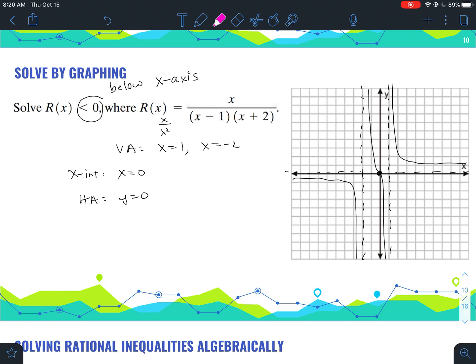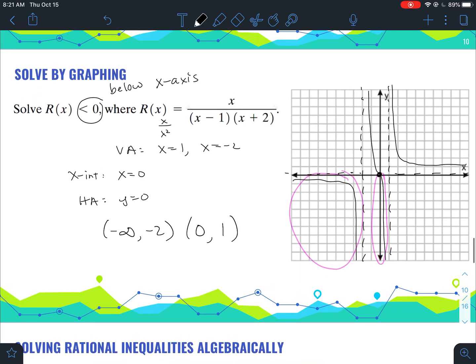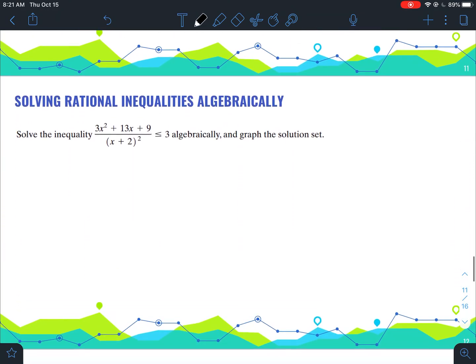And it wants to know where is that graph less than or equal to 0. Well, it's less than 0 here, and it's less than 0 here. So it's less than 0 as long as I am in that first piece, which was from negative infinity to negative 2. And then it's also less than 0 from 0 to the next vertical asymptote, which was 1. So from negative infinity to negative 2, the graph is below the x-axis, and from 0 to 1, it's below the x-axis. So that's how you can solve them with the graph. You can do it on Desmos.